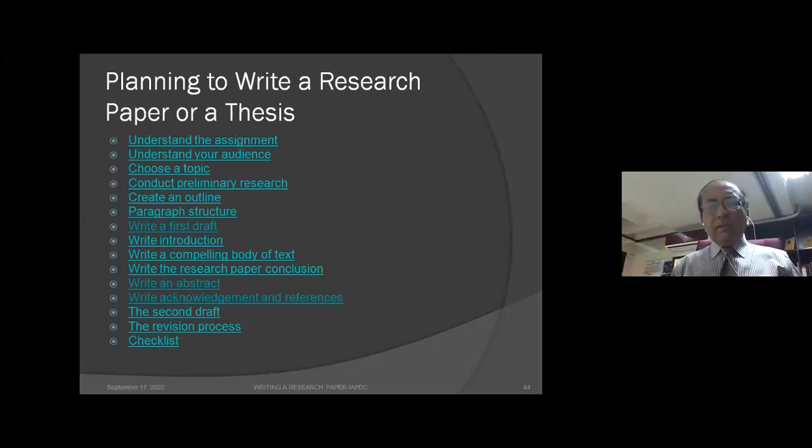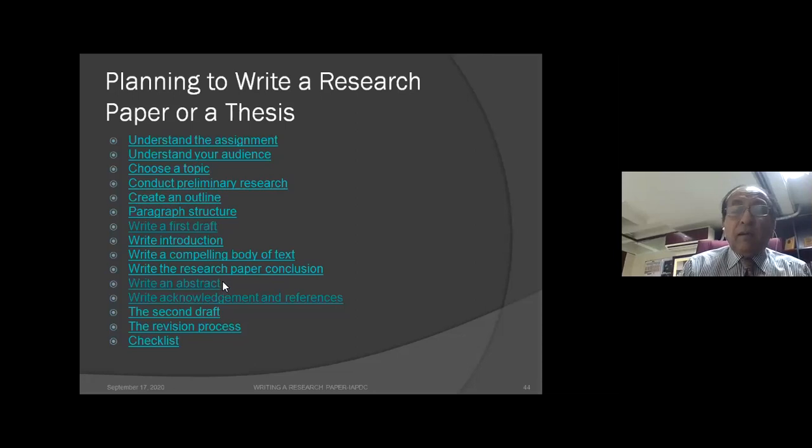Then structure the paragraphs and write the first draft. But remember, the first draft is nothing. It should be reviewed again and again and again. So after that, the introduction. Write a compelling body of the text. Introduction, text, conclusion.